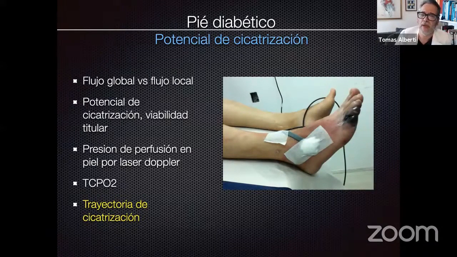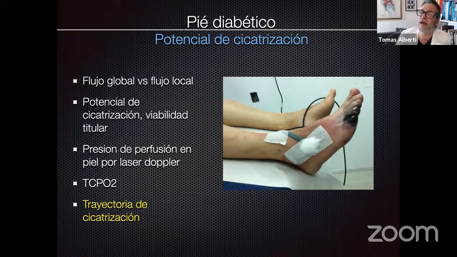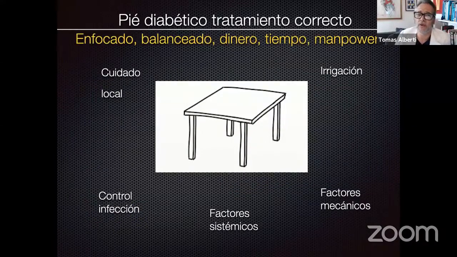Adelante. Entonces es importante establecer localmente, por diferentes métodos, cuál es la perfusión local. En el pie diabético, el tratamiento correcto tiene que ser enfocado, balanceado. Hay que balancear el dinero, el tiempo y el manpower, con cuidados locales, irrigación, control de la infección, factores mecánicos y sistémicos. En todo eso, el cuidado de heridas es muy importante, porque al final de todo este asunto es una pérdida tisular. Entonces, el cierre de la lesión es lo que se busca.